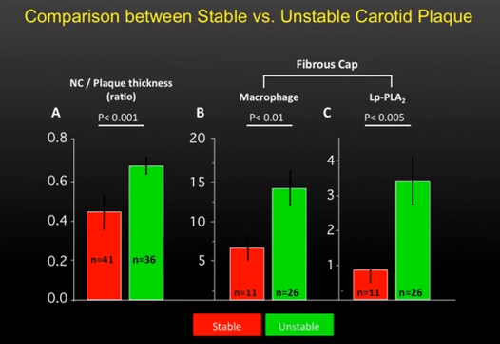We also looked at stable and unstable plaque, looking at necrotic core over plaque thickness, and we showed that the ratio was much greater in the unstable plaque as compared to stable plaque. Similarly, as shown earlier, macrophages are greater, and LPPLA2 expression is also greater.